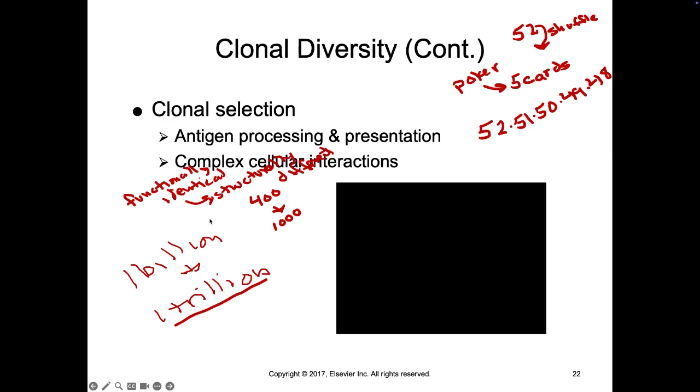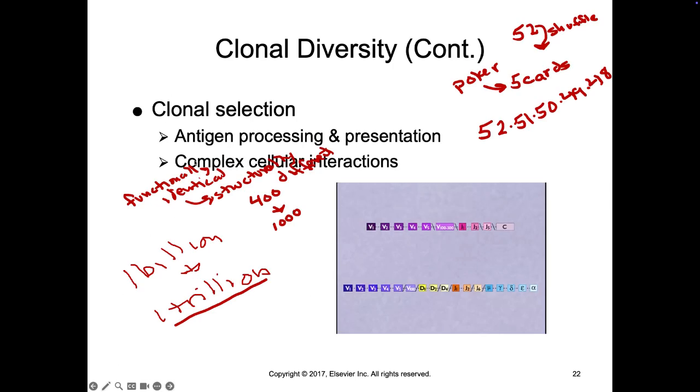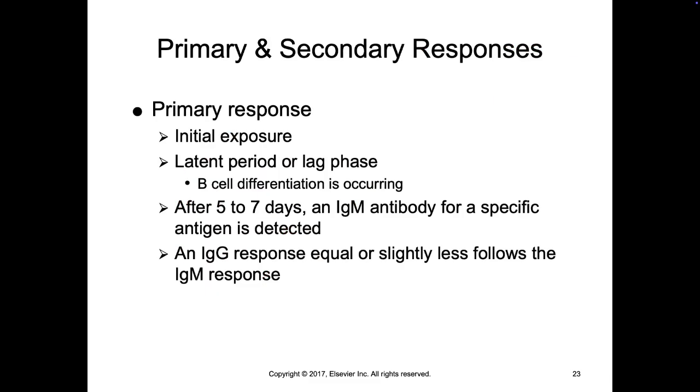That's why we can state that your adaptive immunity in everybody is functionally identical, okay? Functionally identical, but structurally different, okay? Meaning it does the same job, but it's made of different pieces, okay?